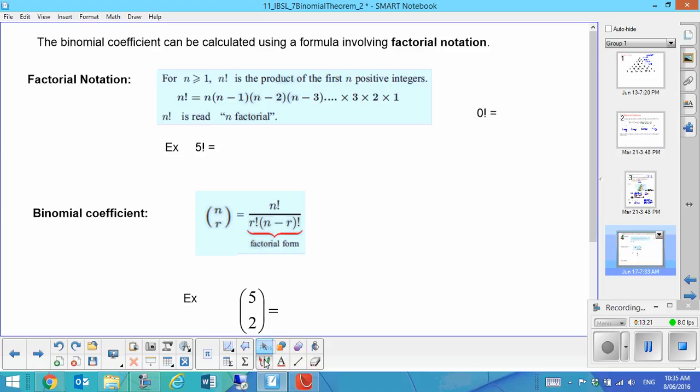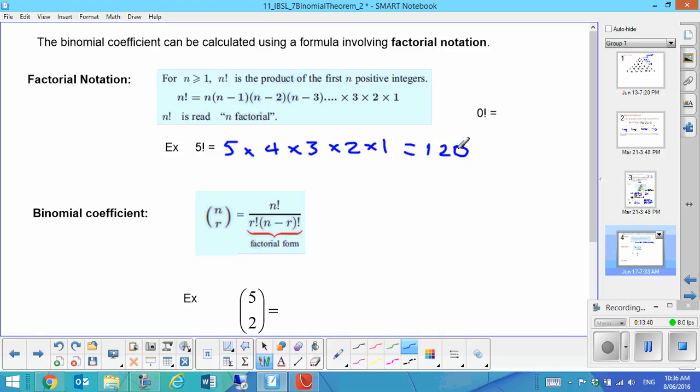So for 5 factorial, that means we're going 5 times 4 times 3 times 2 times 1. And if you multiply that out, that gives us 120. So that's what 5 factorial means. This rule works for n greater than or equal to 1. We actually need to know what 0 factorial is, and that is equal to 1, but we won't go into the reason for that at the moment.